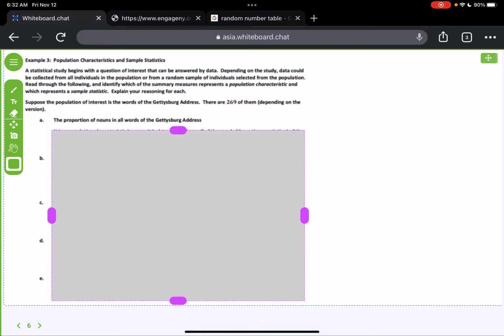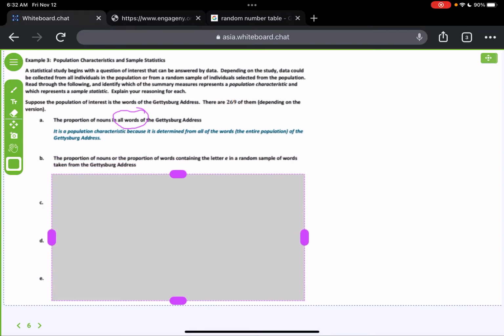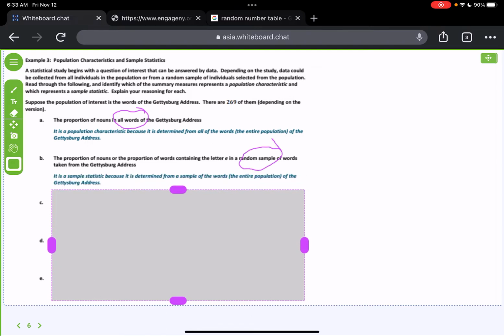So, the proportion of nouns in all words of the Gettysburg Address. So, all the words, that's going to come from the population. So, it's a population characteristic because it's determined from all the words or the entire population. Let's look at the proportion of nouns or the proportion of words containing the letter E in a random sample. Well, there's your answer. It's a sample statistic.